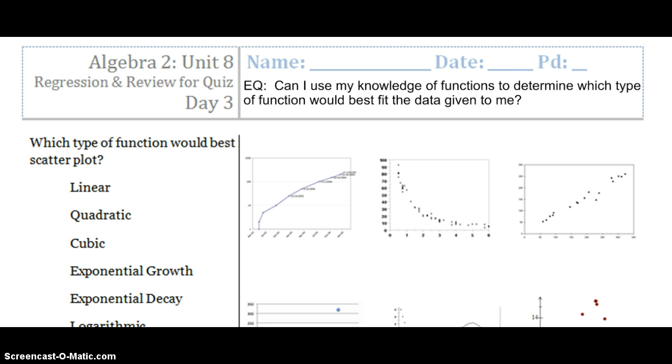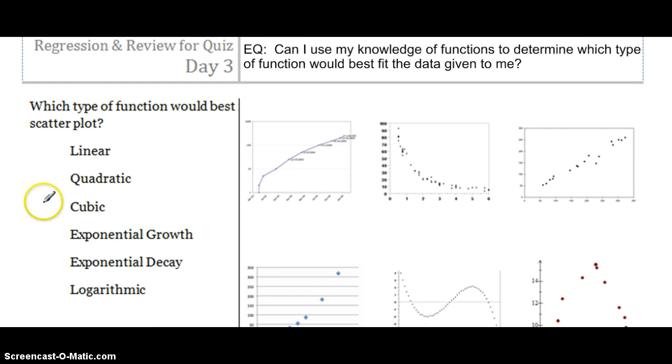So, essential question for the notes is, can I use my knowledge of functions to determine which type of function would best fit the data given to me? Now, we've been graphing these three new ones a little bit, but not too much. So exponential growth, exponential decay, and logarithmic. The ones we know really well are linear and quadratic, and we're pretty good with cubic now.